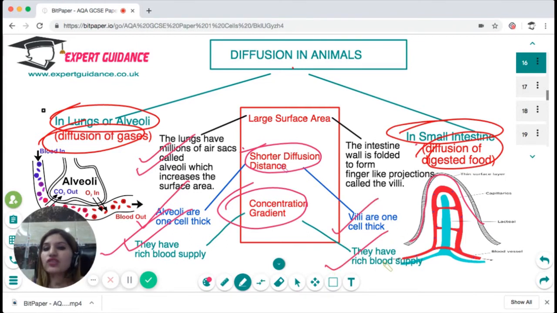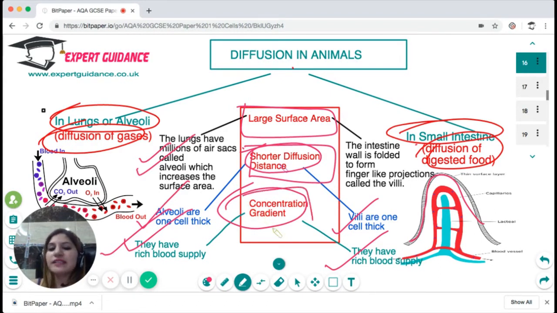So if this question comes in the exam, what are the adaptations? You need to talk about all these three factors: how the largest surface area is maintained, how the diffusion distance is maintained, and how the concentration gradient is maintained.